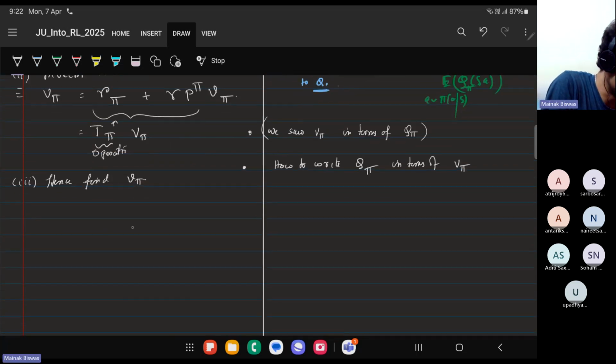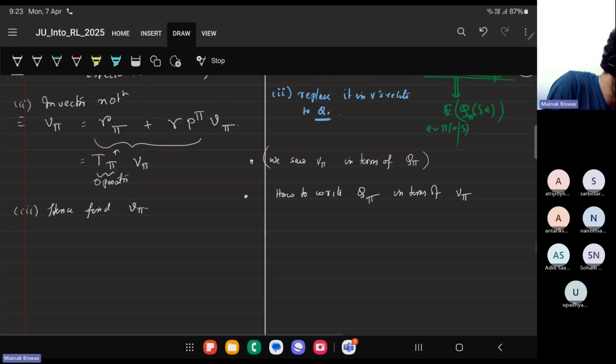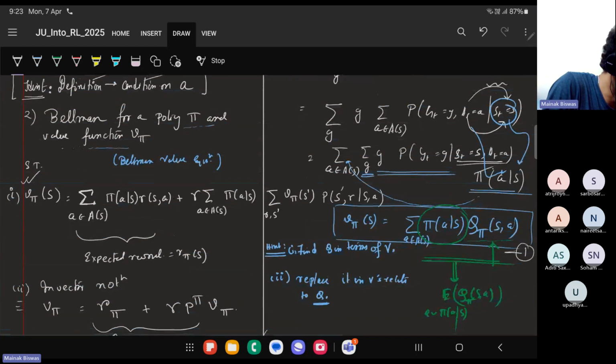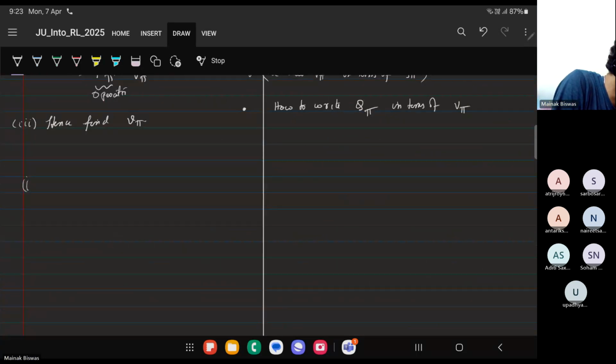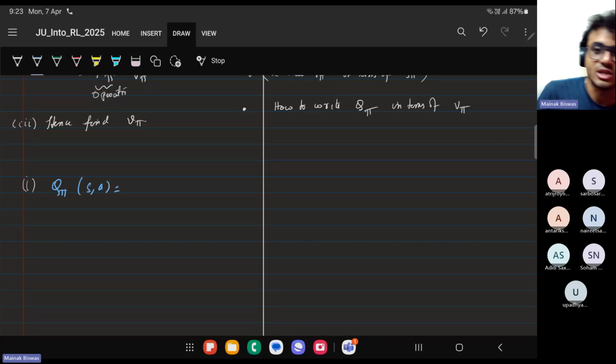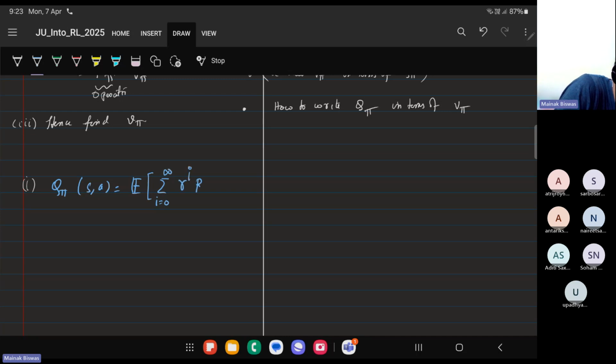So first, let us define Q pi. What is Q pi of S comma A? Let us first write down the definition. This is number 1. Let us write it down. So Q pi of S comma A. What is the definition? Anyone? The expected reward, summation over I equal to 0 to infinity gamma to the power I R T plus I plus 1, given S T is equal to S, A T is equal to A.